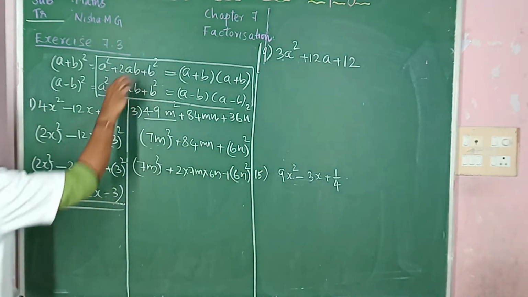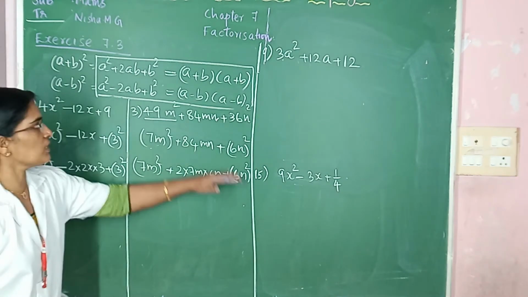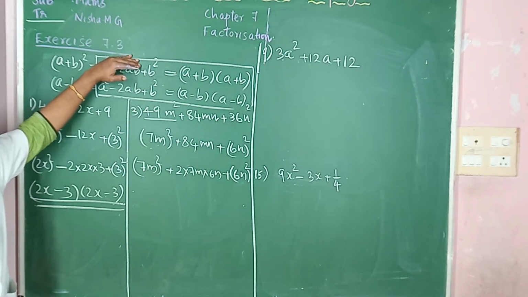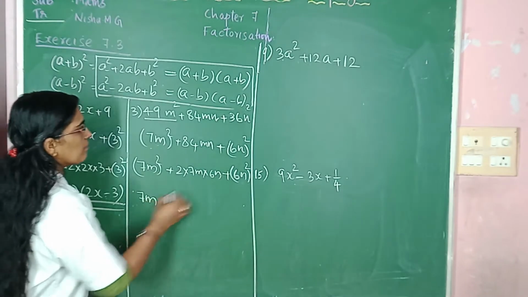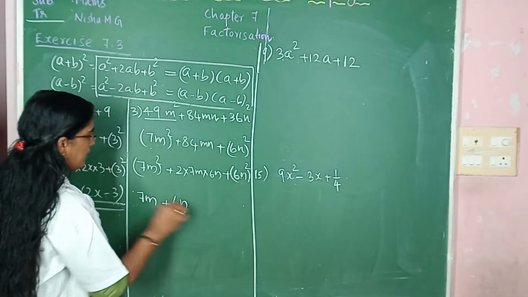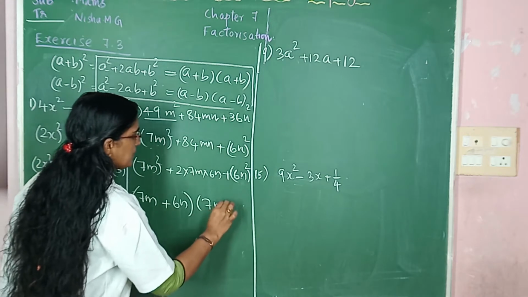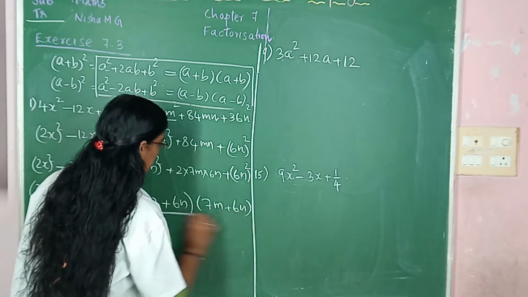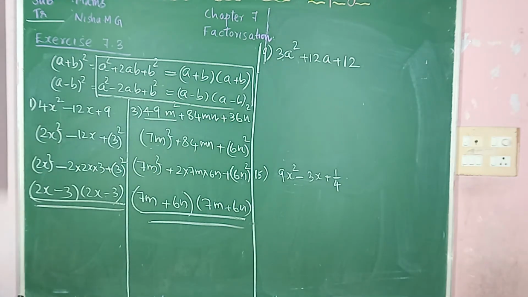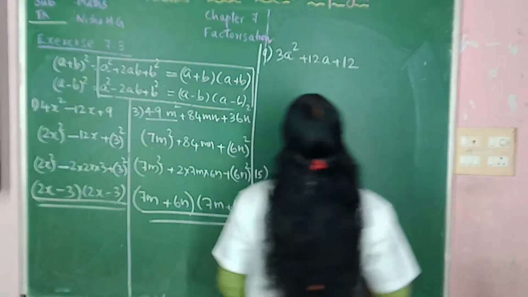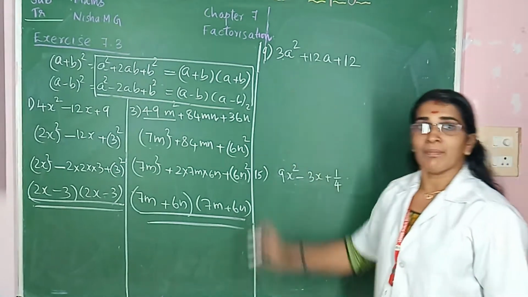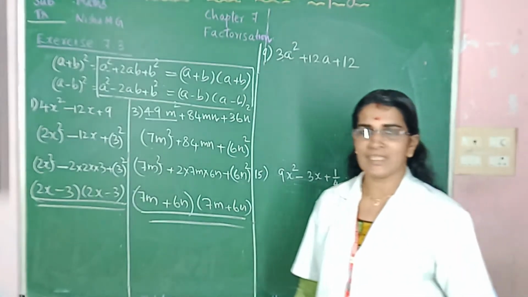Now this is in the form of the first identity. All the terms are positive, so compare with the first identity. What are the factors? (a plus b) into (a plus b). What is a here? 7m. What is b here? 6n. So (7m plus 6n) into (7m plus 6n) are the two factors of the given expression. I hope it is clear for you. This was a direct application of these two identities.